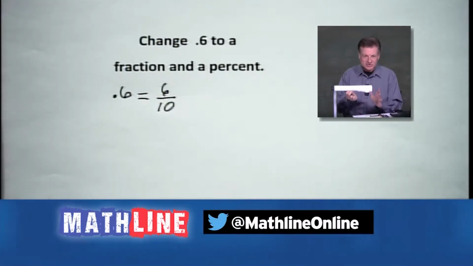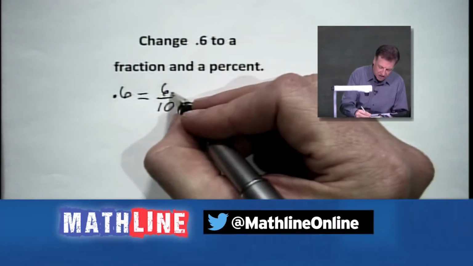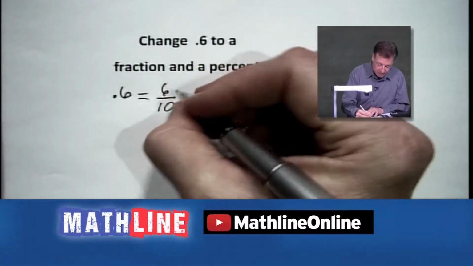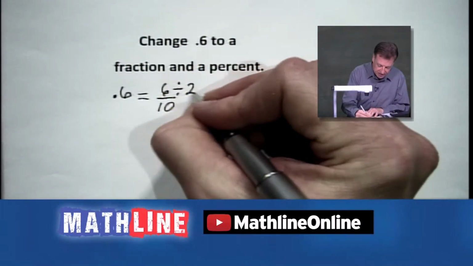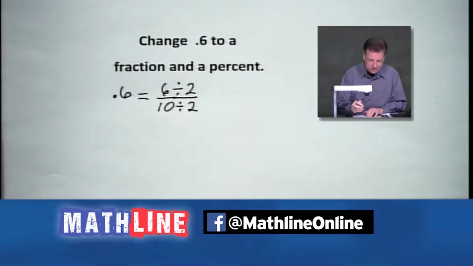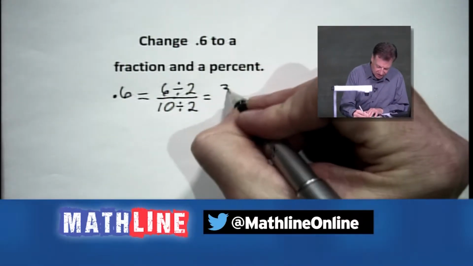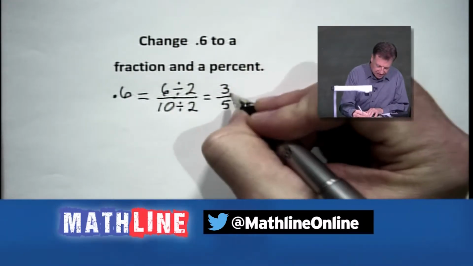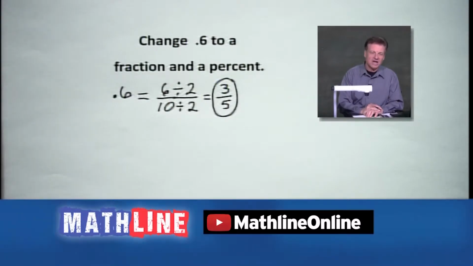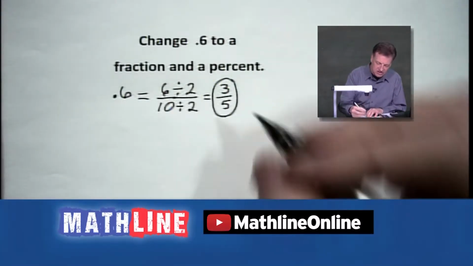Now, can we reduce that? I look at both of these numbers, and I notice something. They're both even. So, let's divide by 2, both cases. Anytime you got an even number, it means it's divisible by 2. And let's see where this goes. Takes us down to 3 and 5. We have 3/5, and that's pretty much about as far as this one's going to go. So there's our fraction version.